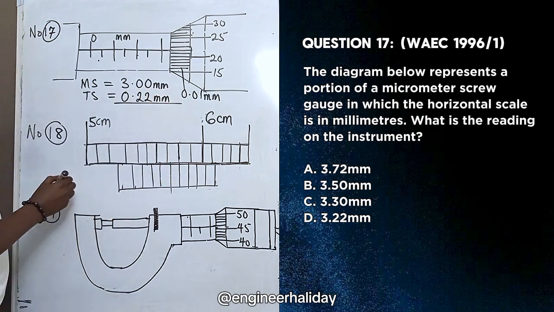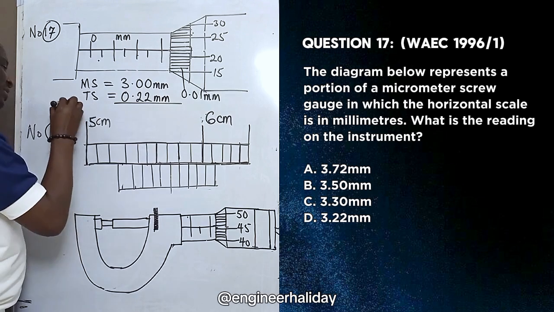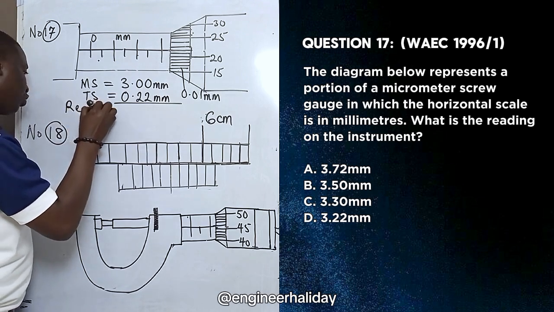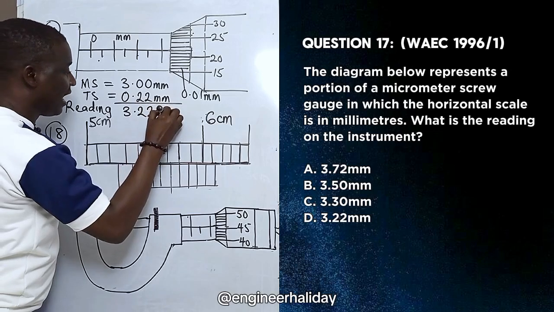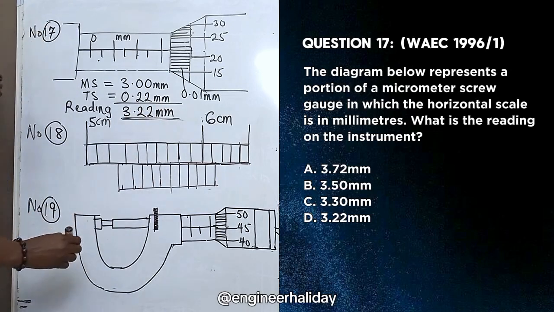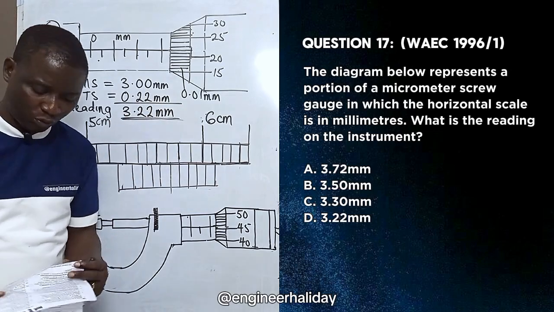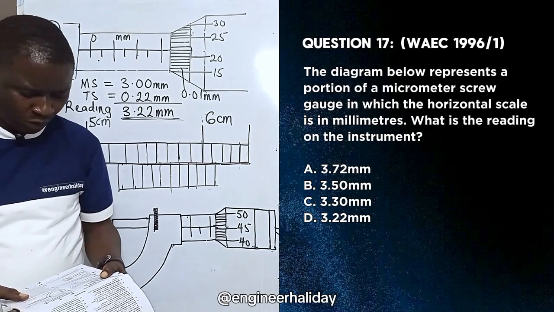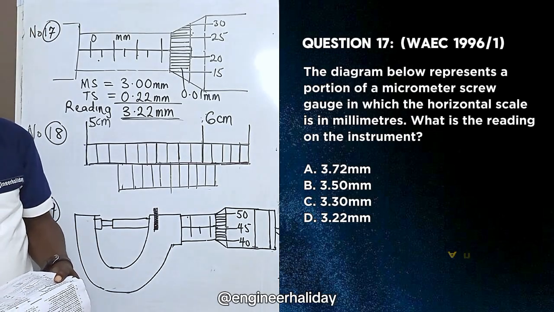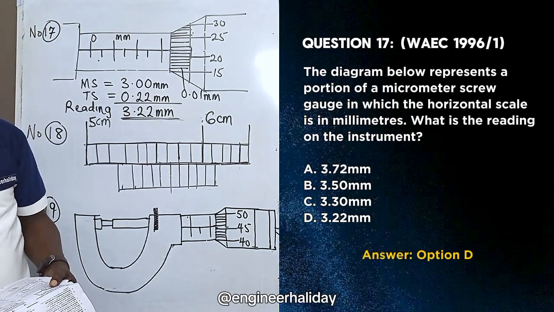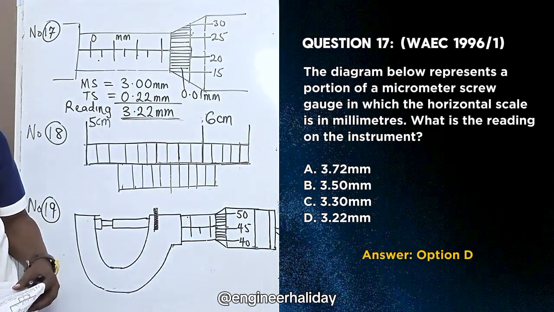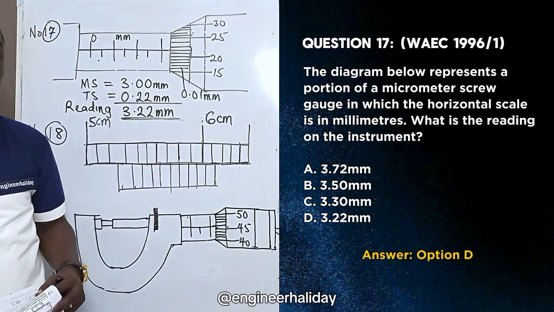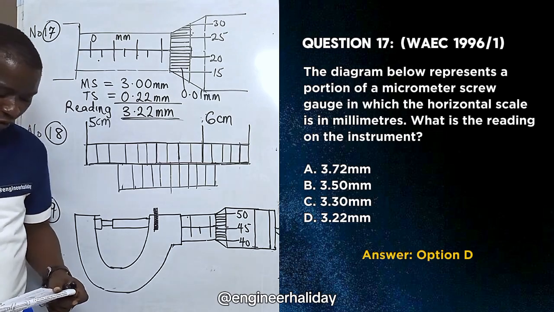Since it meets at number 22, the reading will be the main reading plus that, which is 3.22 mm as the final answer for question 17. We have options A 3.72, B 3.50, C 3.30, D 3.22 millimeter. That is the 1996 question number 1, and the correct answer is option D.